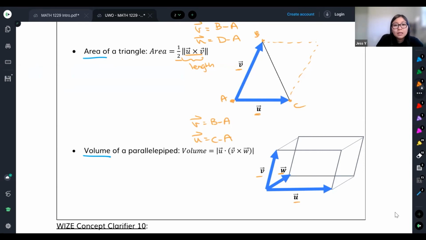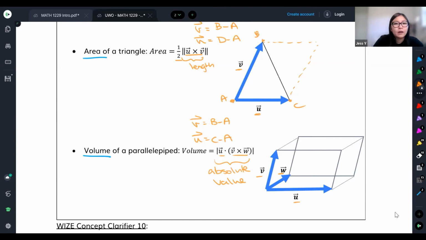What you're going to do is take the cross product between two vectors, then the dot product, and then the absolute value. Absolute value, not the length, because once you find the cross product and then the dot product, you're going to get a number. Then you want to find the absolute value of that number, meaning make sure it's positive because volume has to be positive. Okay?